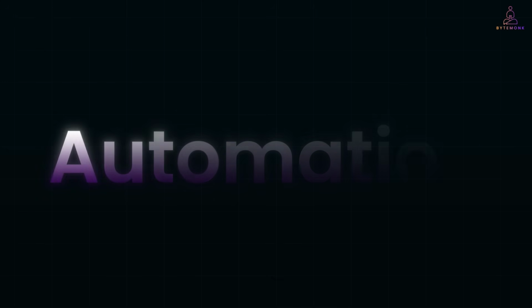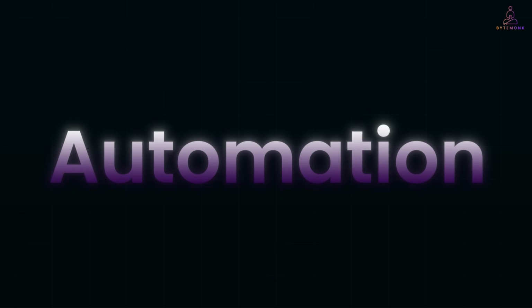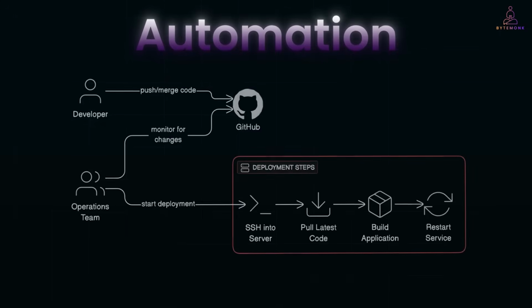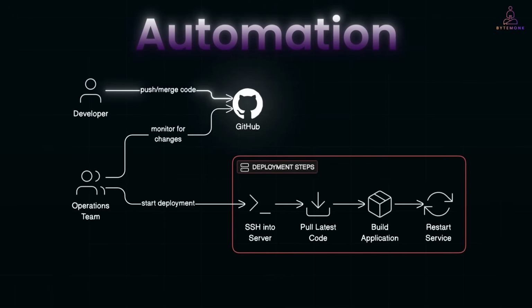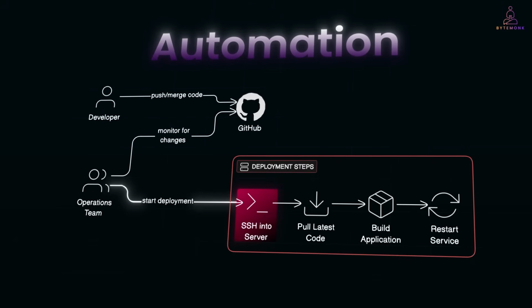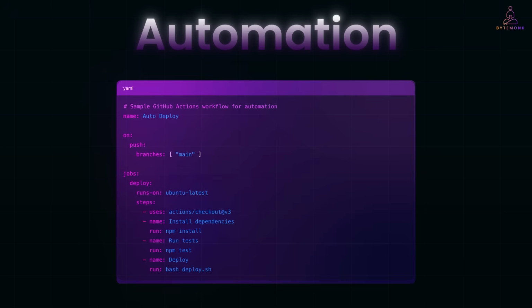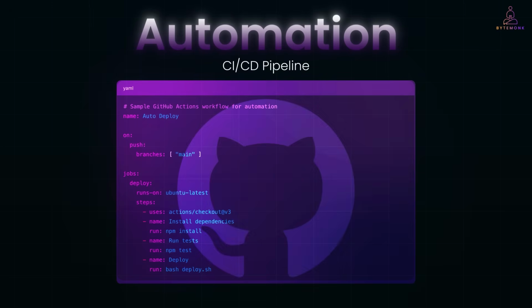In DevOps, automation means using software to execute a specific task without human intervention, typically through scripts, tools, or configuration files. Let's say your development team pushes new code to GitHub. Without automation, every time a developer merges a change, someone from the operations team would have to log into the server, pull the latest code, build the app, restart the server or service. That's time-consuming and error-prone. With automation in place, you can write a CI/CD pipeline. For example, GitHub Actions that does all this automatically.